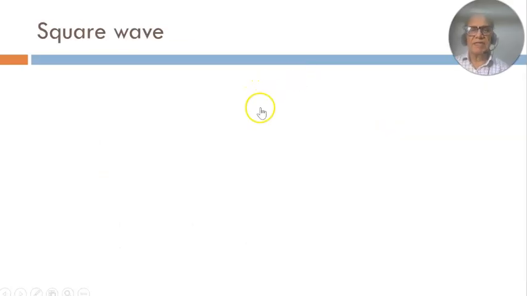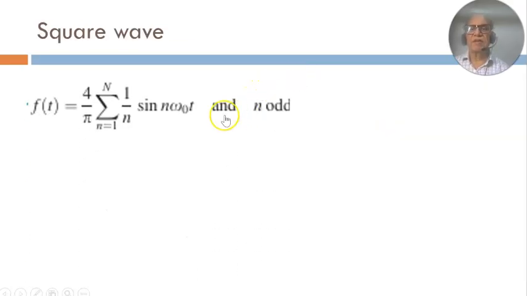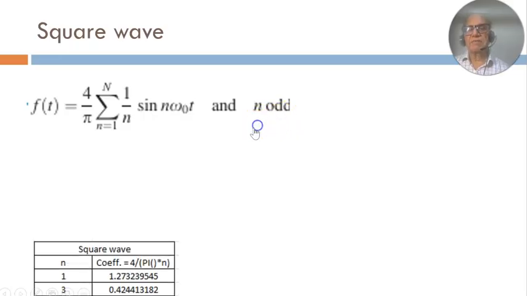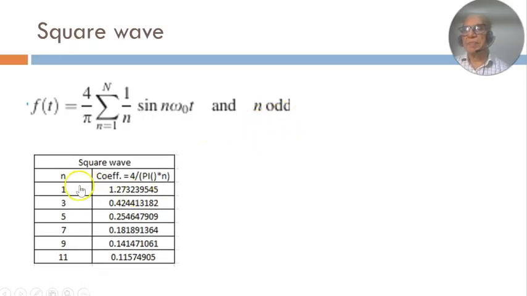Then we would like to generate the square wave. So for the square wave, this is the expression you will obtain after performing those integrations. And in this case, note that if you want to generate a square wave, you use only odd harmonics. That means n equal to 1, which is the fundamental, it will have 1.27, third harmonic 0.42, etc., fifth, and we go up to 11.